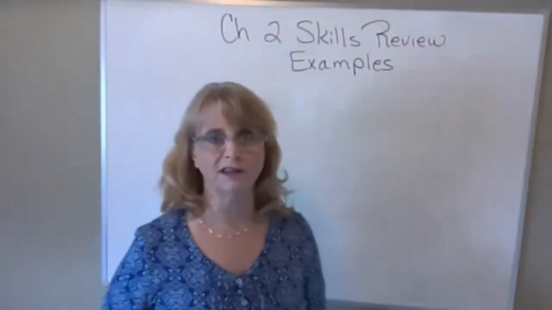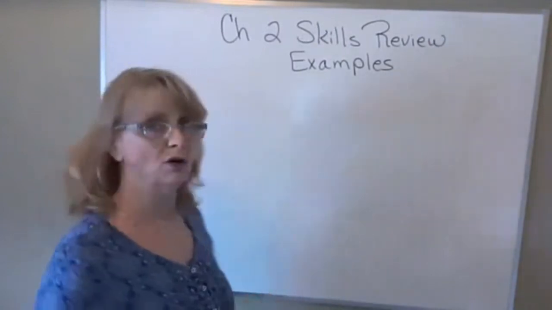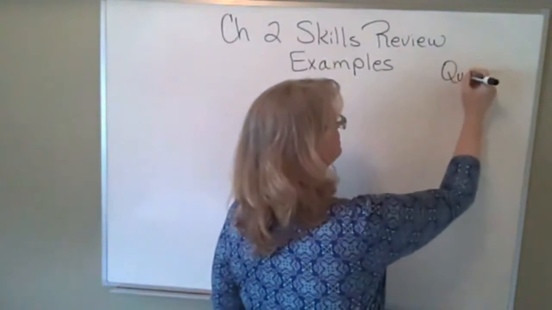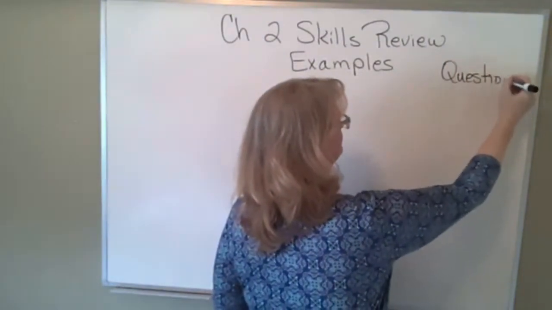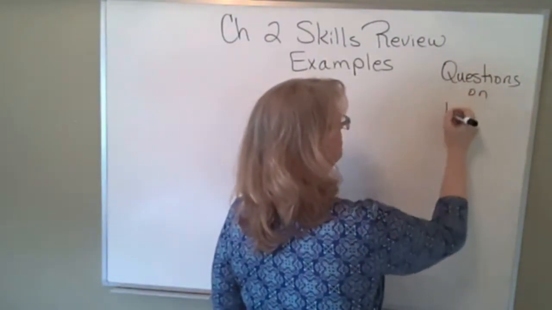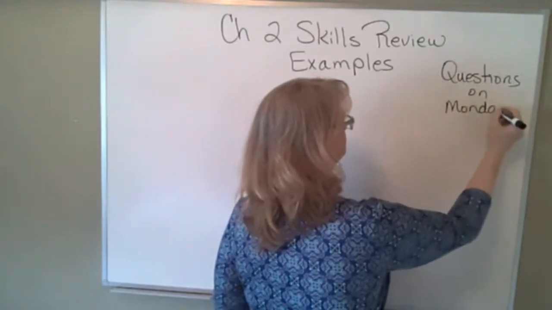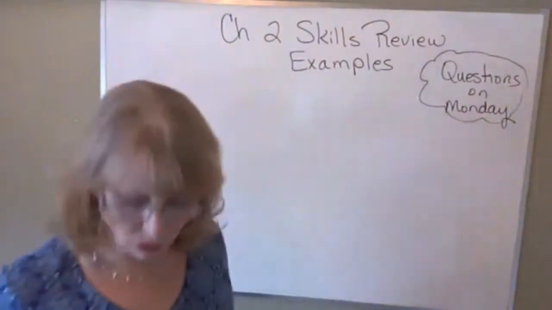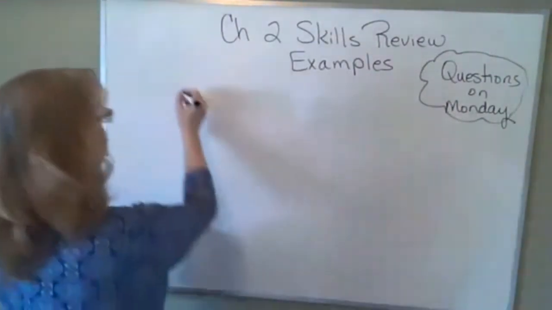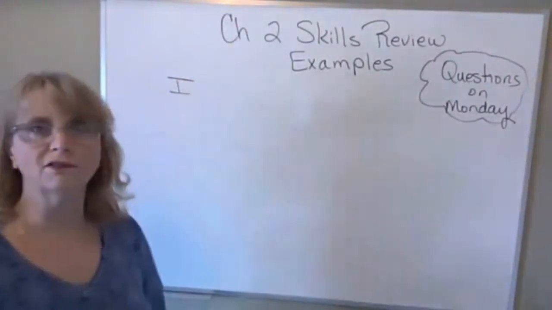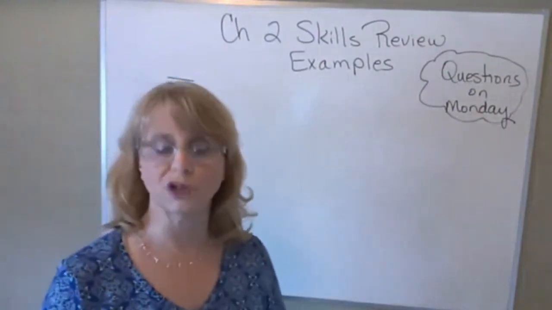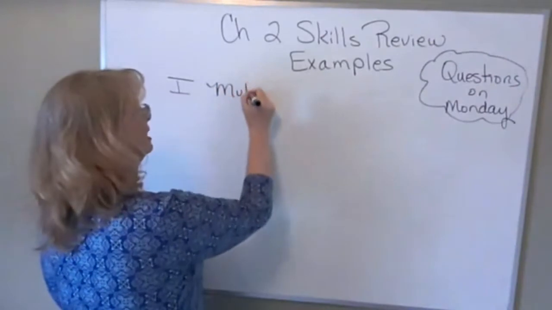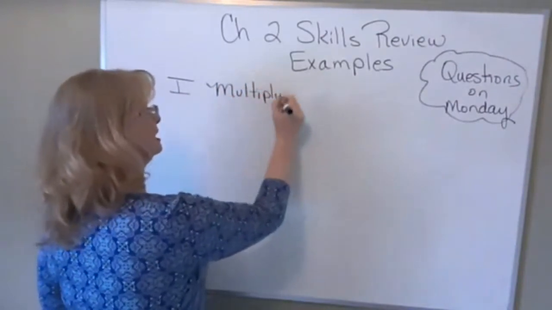There are a few problems in this, and I may not get to everything. If I don't, we'll do questions on this on Monday. But I'm going to try to get through as much as I can. The very first thing that you have to be able to do in the Chapter 2 skills review is multiplying and dividing signed numbers.